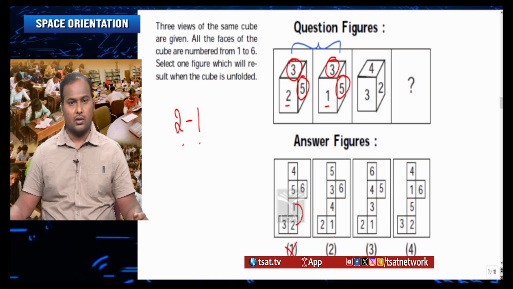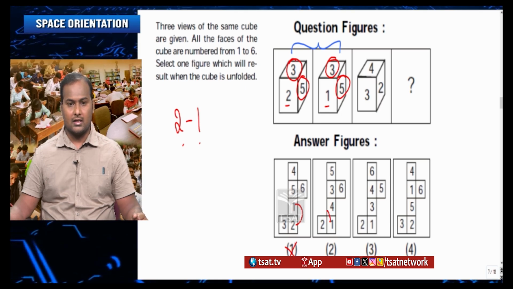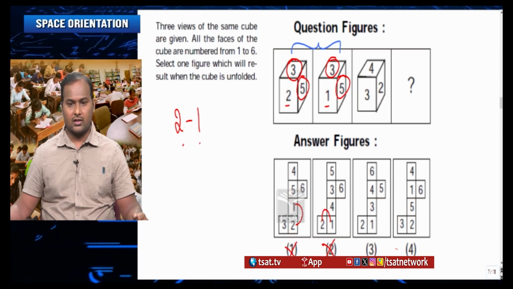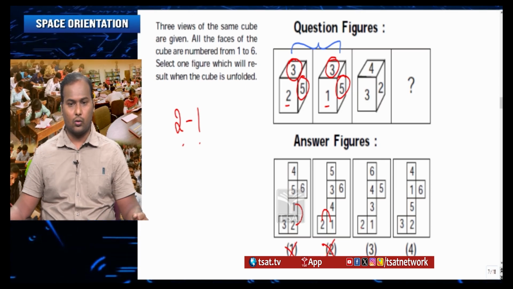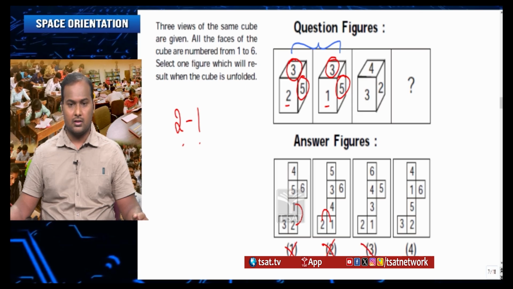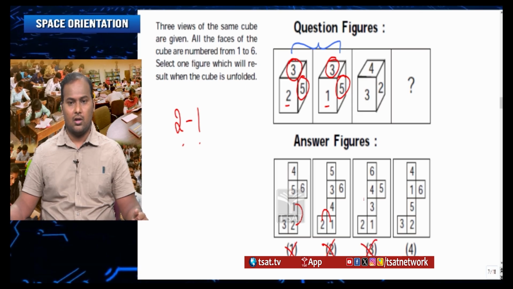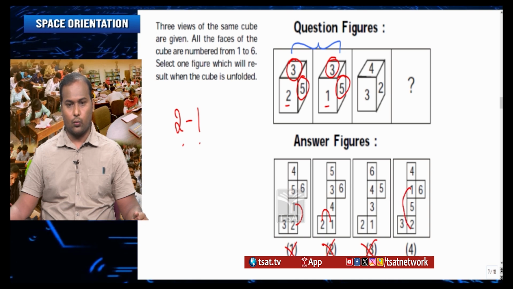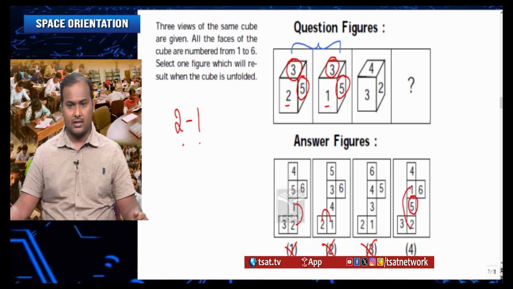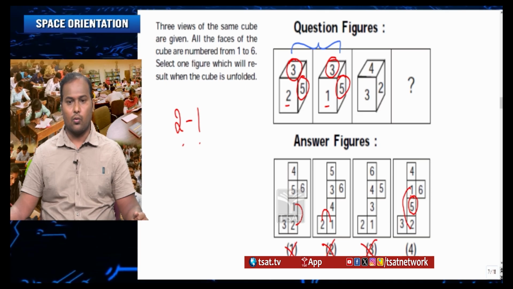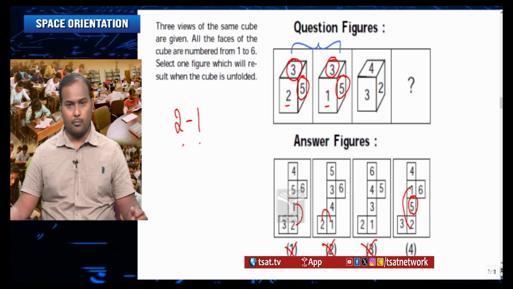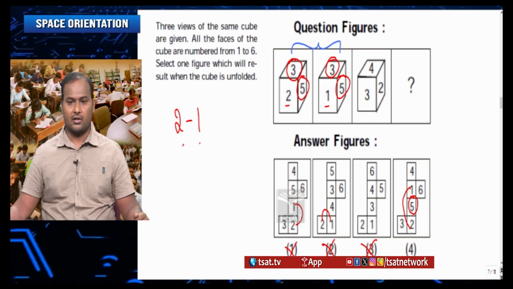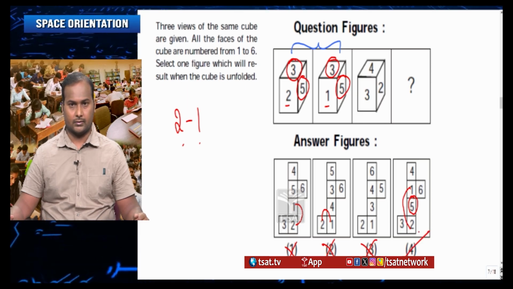Come to option 2. In option 2 also 1 and 2 are adjacent. So when 1 and 2 are adjacent, this will also be wrong. And see option 3. In option 3 also 1 and 2 are adjacent. When 1 and 2 are adjacent, this option is also wrong. Now you come to option 4. In option 4, see here 1 and 2. In between 1 and 2, you have one face. That is, between two opposite faces, only one face is present in the middle. In this case, between 1 and 2, 5 is there. So the answer is option 4.